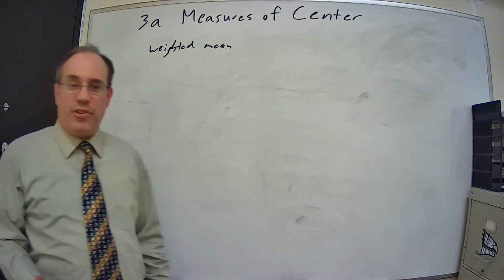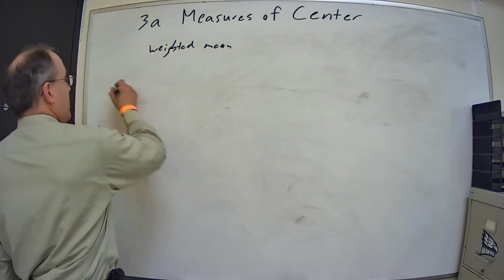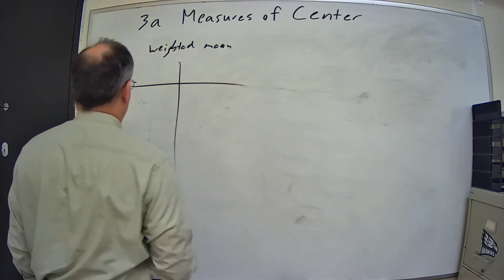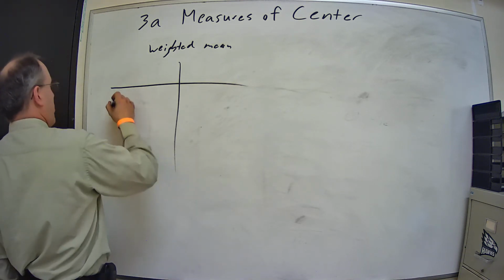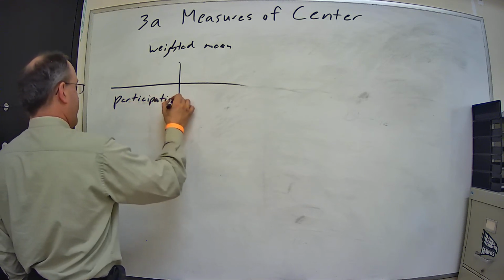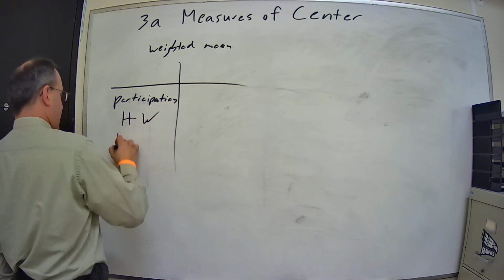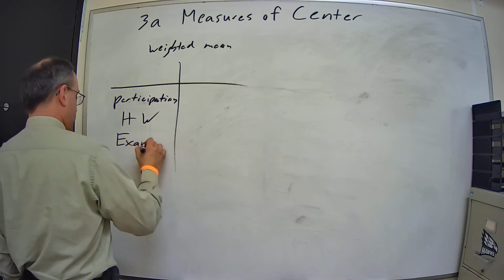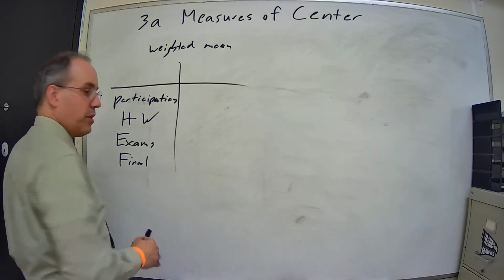A great example for a weighted mean is a class average. Because that's really what a class average is. Take this class, for example. So we have participation, we have homework, we have exams, and a final exam.